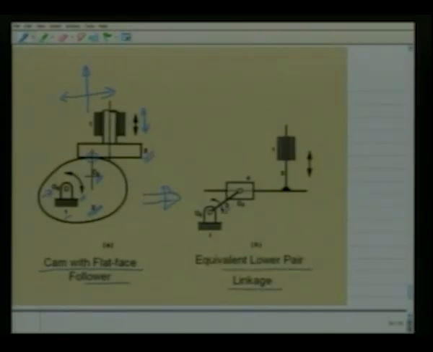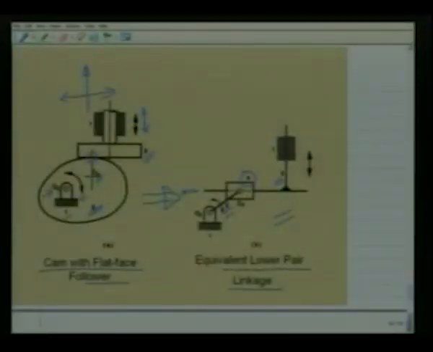This link 2 represents the cam, link 3 represents the follower, and there is an additional link 4 which has a revolute pair with link 2 at C2 and a prismatic pair with link 3 in the horizontal direction. This is the equivalent lower pair linkage of this cam follower mechanism. That means the input-output characteristics of this cam follower mechanism can be carried out by analyzing this lower pair linkage.